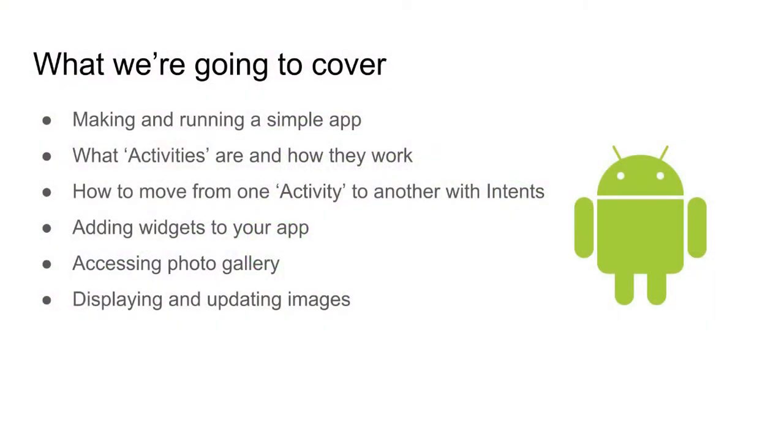beginner level. So what we're going to cover today is, first of all, making and running a simple app. So making the default app, making sure it runs on your emulator or on your phone. Then we're going to have a look at what activities are. So I'm not going to cover that now, but they're fairly important, and how we can move from one activity to another with intents. We're going to look at adding widgets and views to apps. Also, more specifically, we're going to be looking at accessing your gallery on your phone and displaying and updating images.